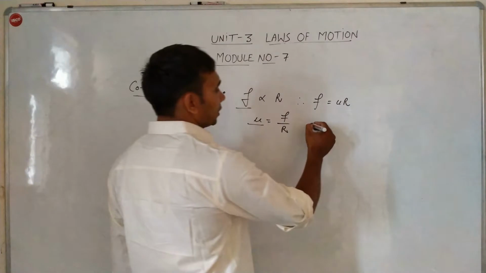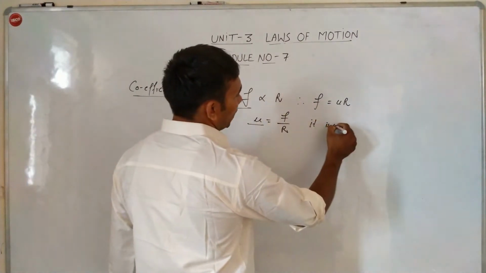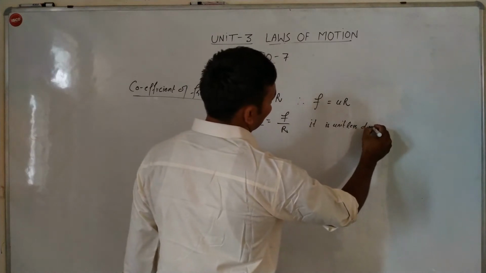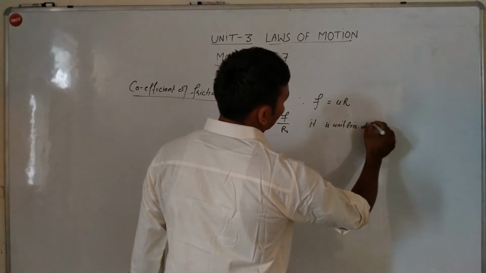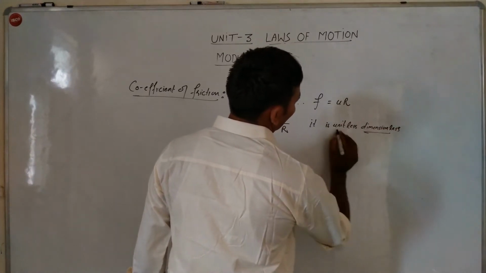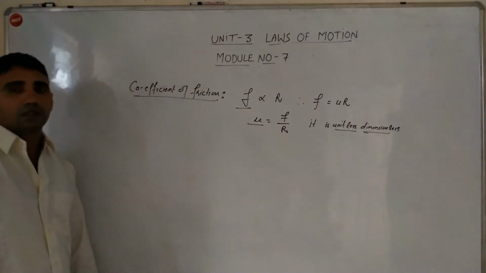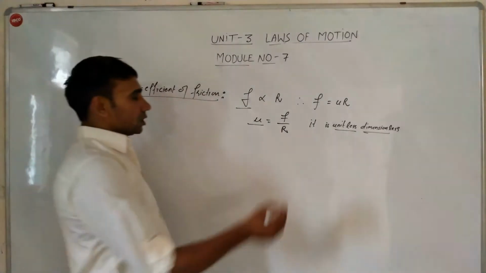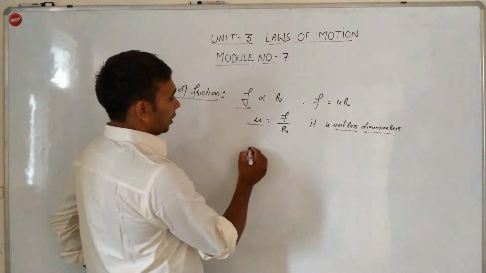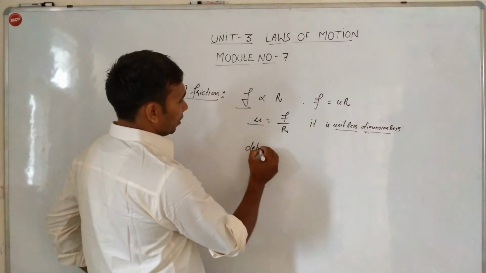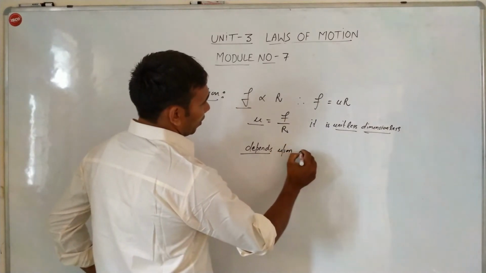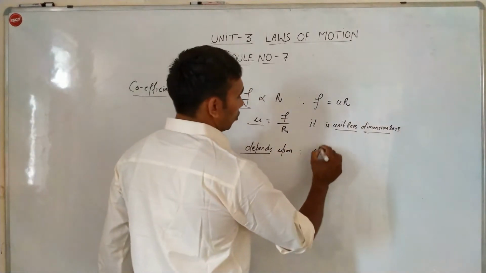It is unitless, dimensionless. Next, coefficient of friction depends upon, first, nature of surfaces.